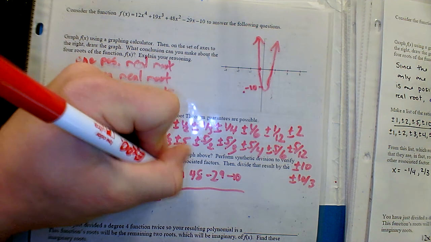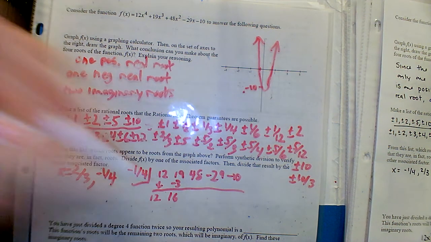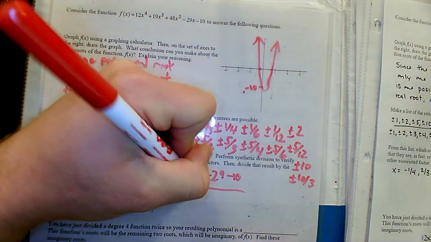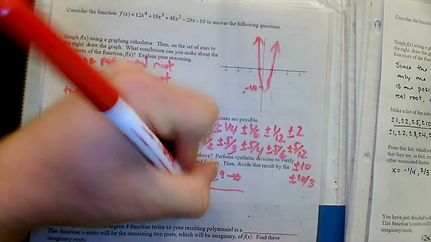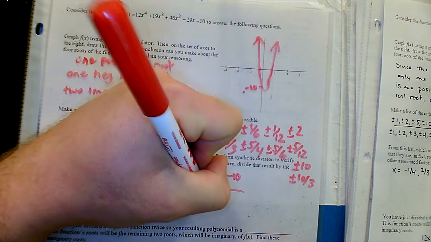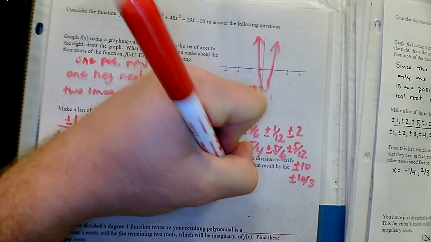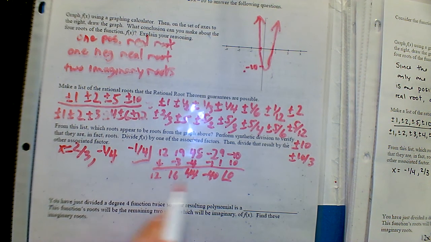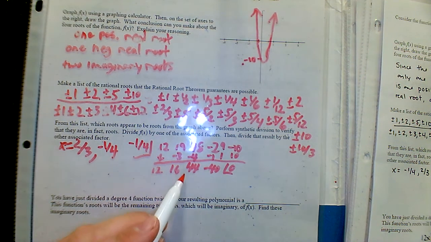I know it's getting a little redundant, but you guys are going to be really good at this when it comes time to take the quiz or test. So the negative 1/4 did work. I'm going to use this answer again. Remember, it's easier if you use your answer, less terms, so I'm going to use this answer for the next one to check 2/3.